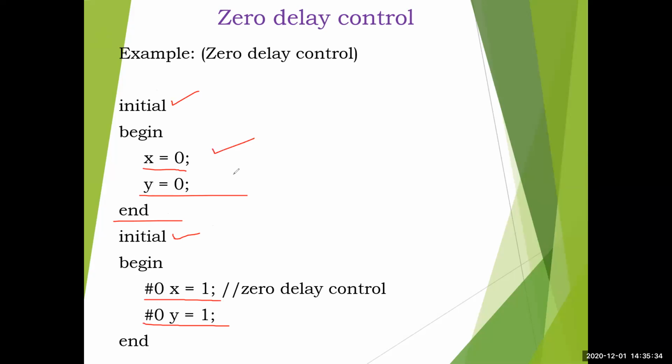That means x equal to 0 and y equal to 0 are executed first. Again, which one will execute first? Non-deterministic. Okay. And similarly here, zero delay control is specified for both the statements. Again here, whether x equal to 1 or y equal to 1 executes first is non-deterministic. But compared to the earlier ones, these will execute next. Only that we can explain by zero delay control. Clear?